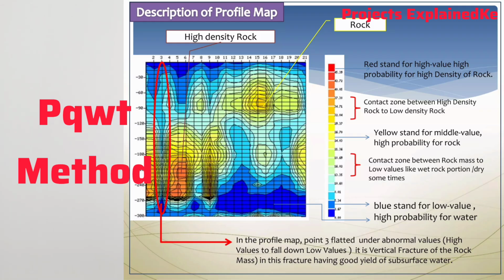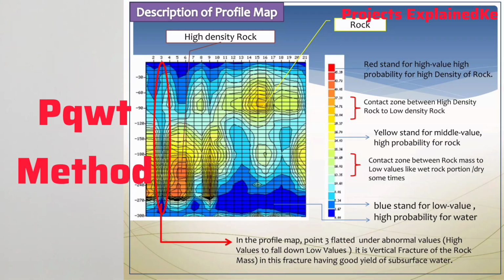By analyzing the response of these waves, the PQWT method can help identify the presence of groundwater, the depth of the water table, and even the quality of the aquifer. That's very advanced, and you actually get an image and see how the rock formation looks. It's often used because it's non-invasive and gives pretty accurate pictures of the subsurface water condition.